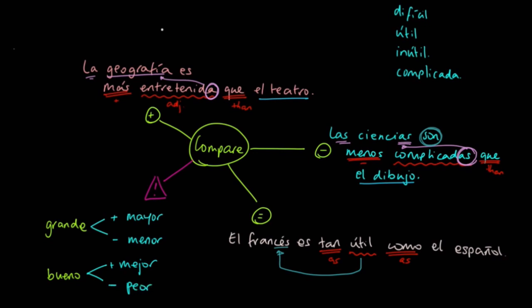So if I wanted to say, for example, that French is better than Spanish, I would say el francés es mejor que el español, okay? And in this case, I wouldn't say más mejor or más bueno, but just mejor, and I would still be using the que. Okay.